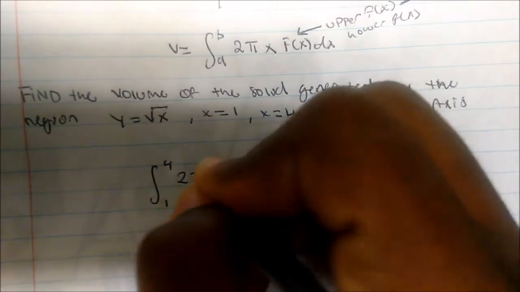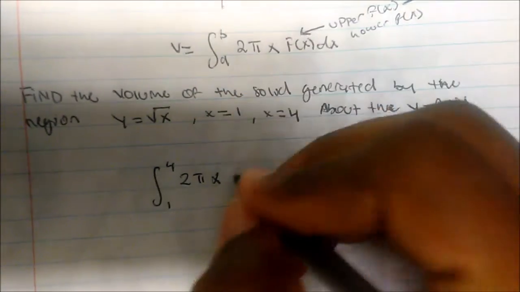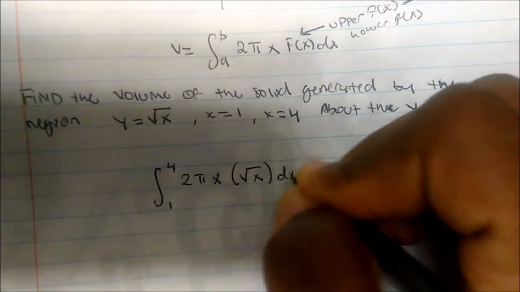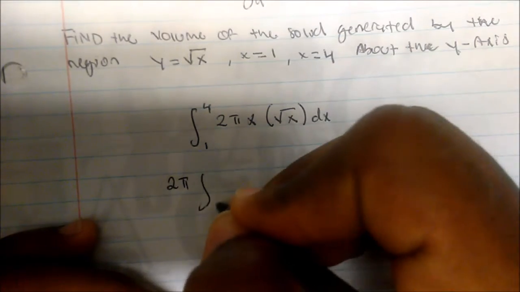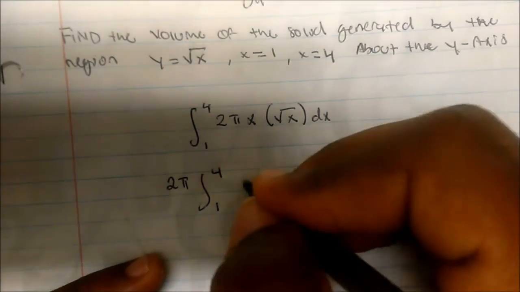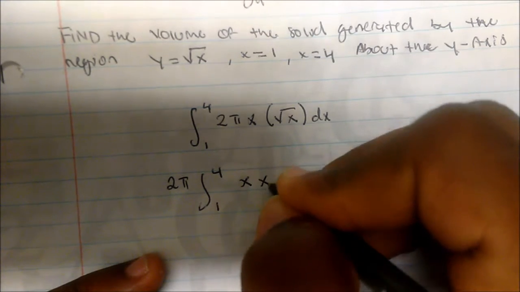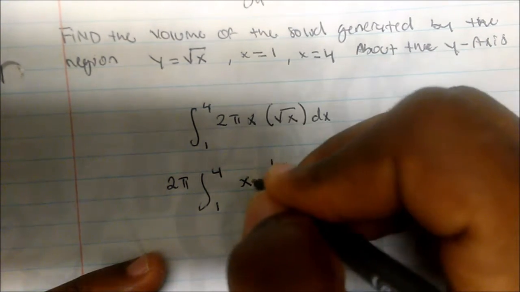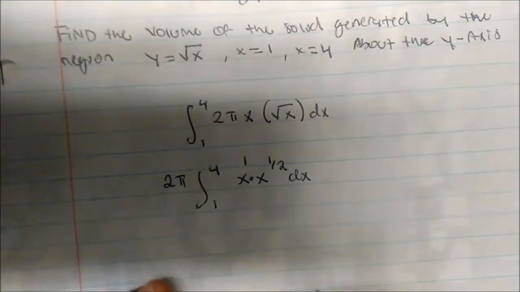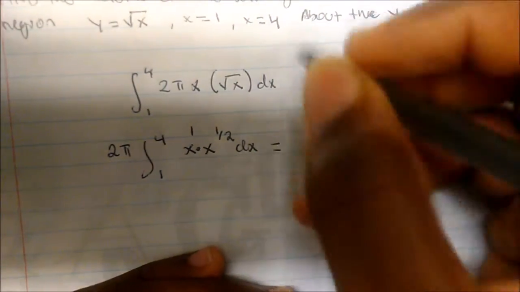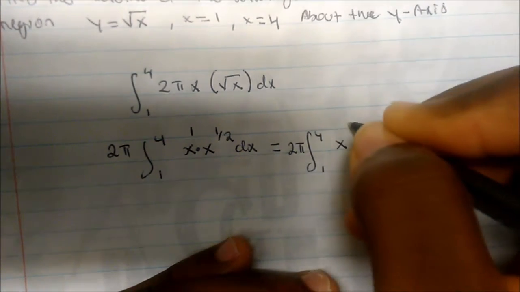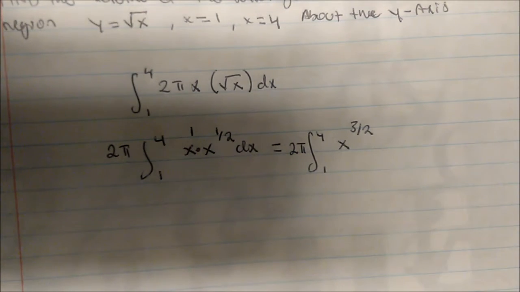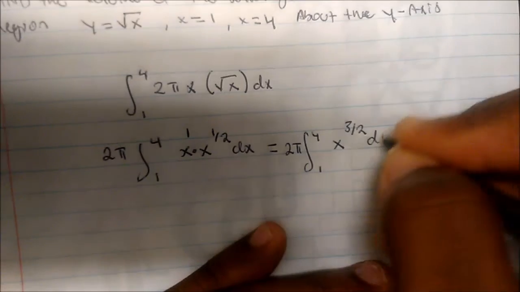So this now becomes the integral from 1 to 4 of 2 pi x. Well, what's my function? f of x. Well, that just happens to be the square root of x dx. Okay, since 2 pi is a constant, I could go ahead and factor it out. So this becomes 2 pi from 1 to 4 of x times x to the 1/2 dx. This is x to the 1. I have the same base, so I could go ahead and add my exponents. So this becomes 2 pi from 1 to 4 of x to the 3/2, and I still have my dx here.